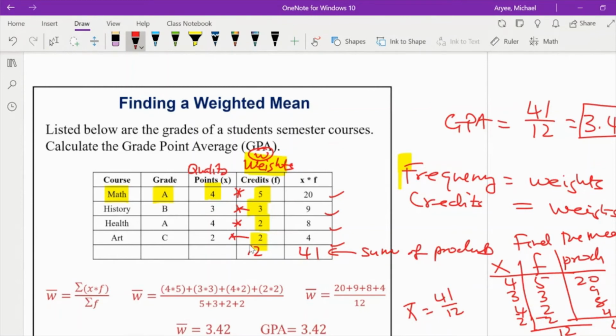Same concept. So frequencies serve as weight. Frequency serves as weight. Credit also serves as weight when you are calculating semester GPAs.